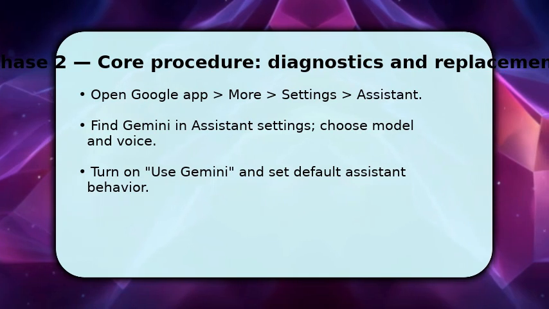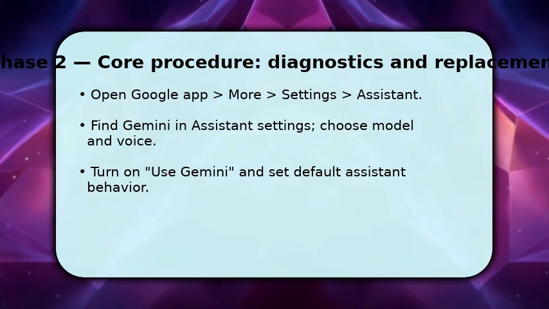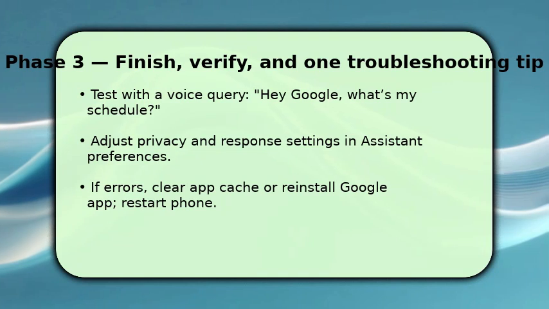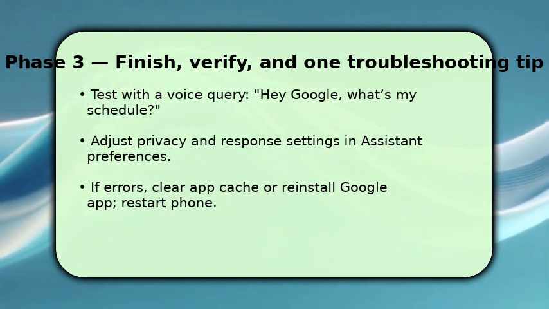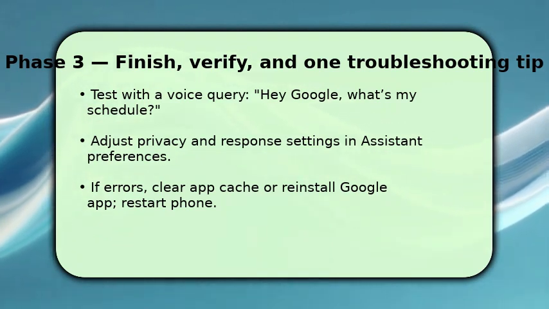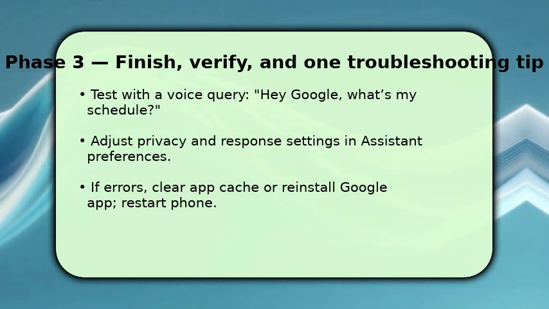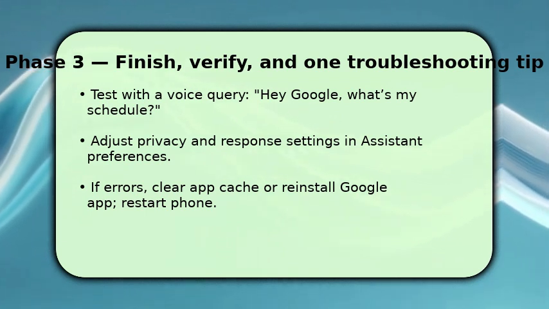Finish by testing Gemini with a simple query and validate responses. This confirms voice activation and account linkage. Once it responds, fine-tune privacy, response style, and suggestions inside Assistant Preferences so behavior matches your needs.